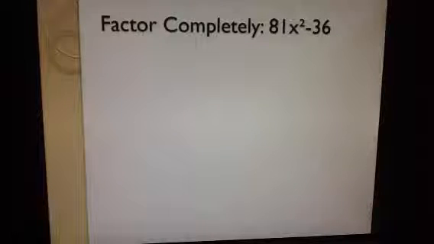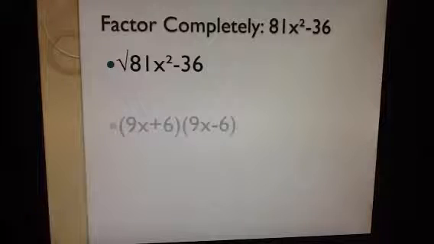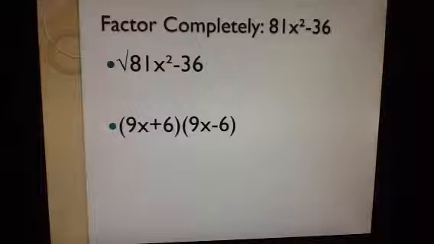Another example of this problem is 81x squared minus 36. We set this problem up the same way because you can take the square root of all of these numbers. After taking the square root, you get the square root of 81 is 9, the square root of x squared is x, and the square root of 36 is 6. So you set it up as 9x plus 6 times the quantity 9x minus 6.